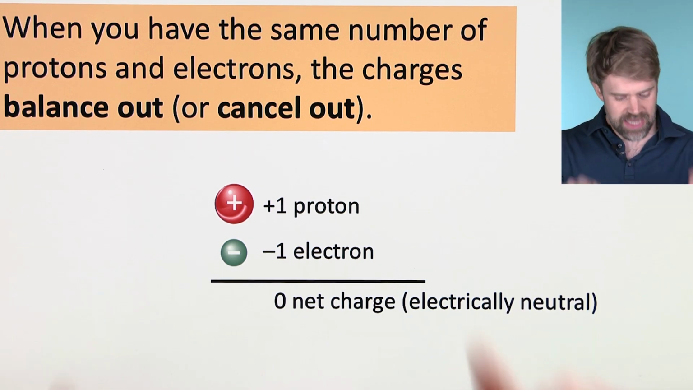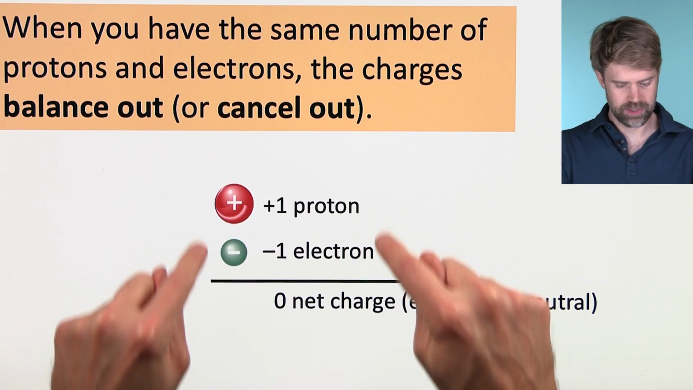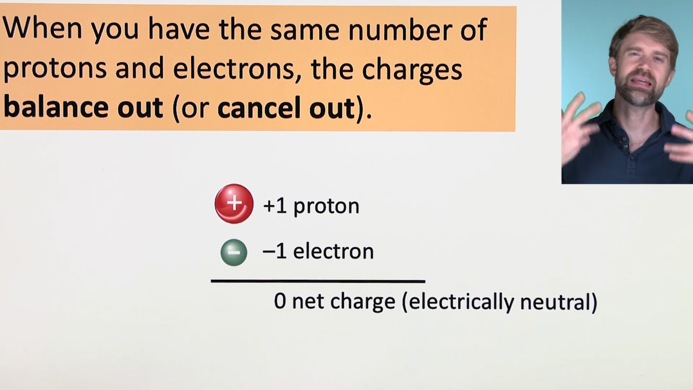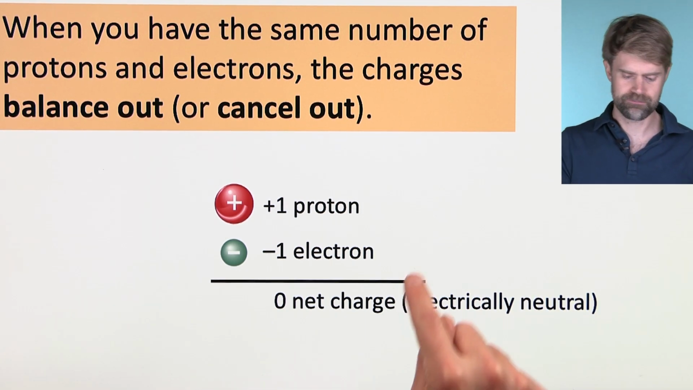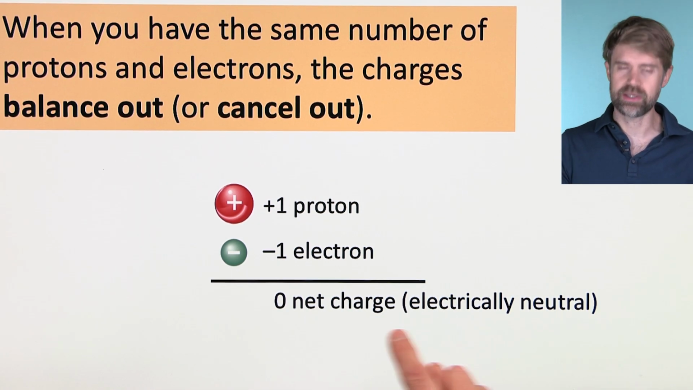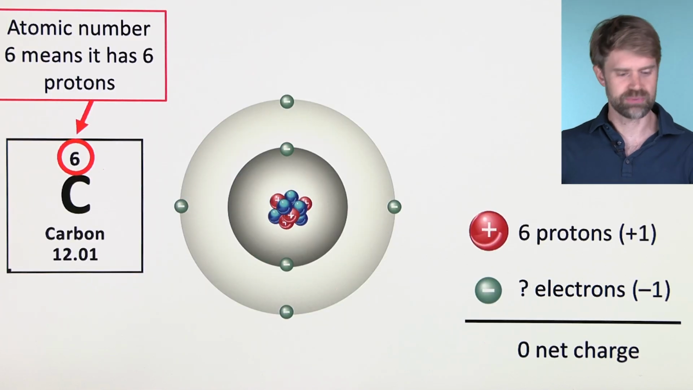And when you have the same number of protons and electrons like we do here, their charges balance out, or they cancel out, leaving you with 0 net charge. 0 net charge is another way to say electrically neutral. It doesn't have a charge. Let's look at some examples of this.